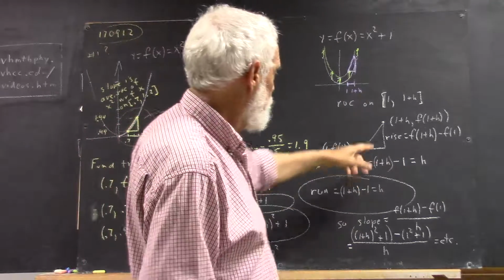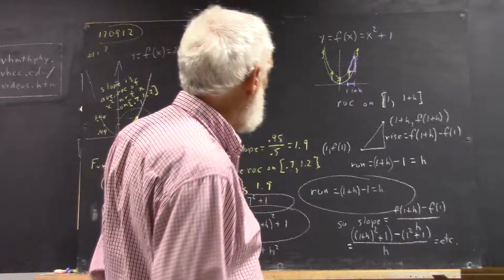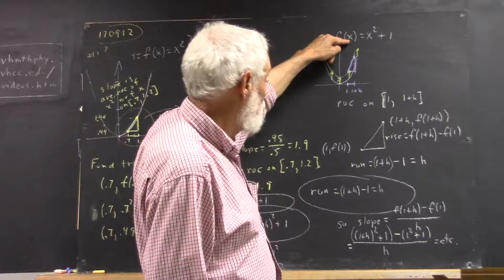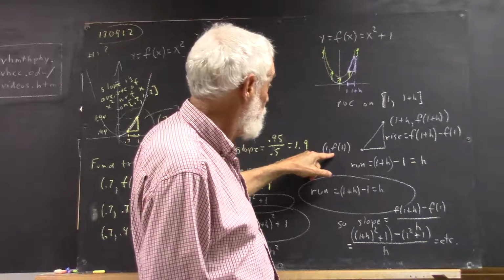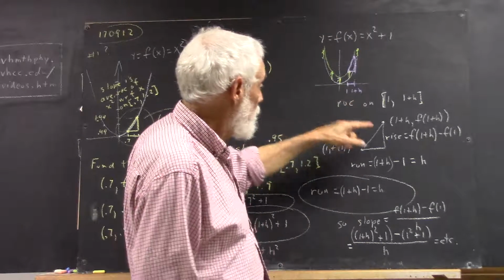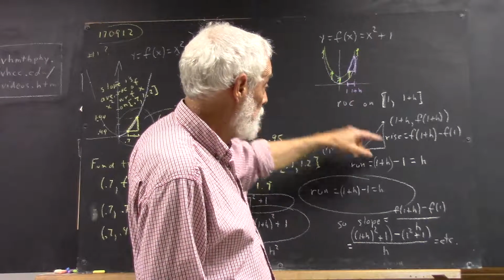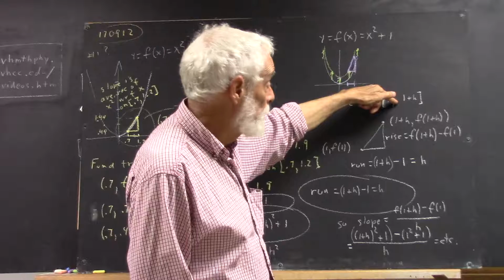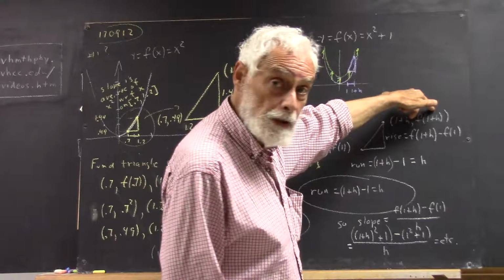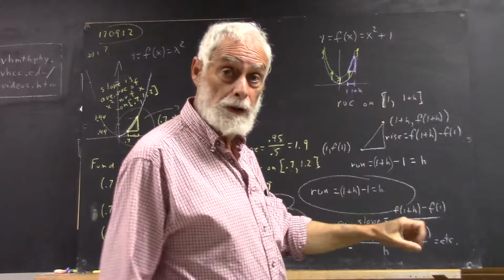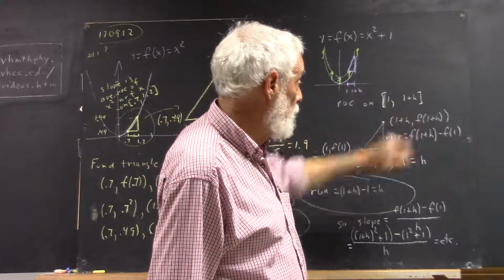Now I've drawn it here again. What are the coordinates of this point? Well, 1 and f of 1. Okay? And the x coordinate at this end of the interval is 1 plus h, so the coordinates of this point are 1 plus h, f of 1 plus h. I haven't used the fact that f of x is x squared plus 1. I've simply written it down in function notation.